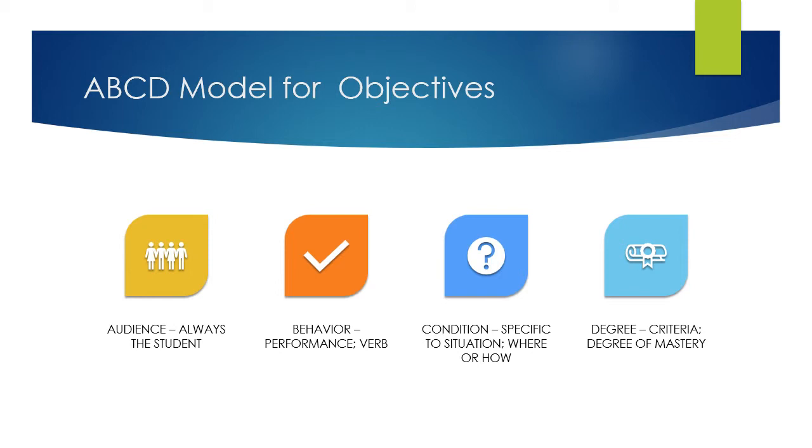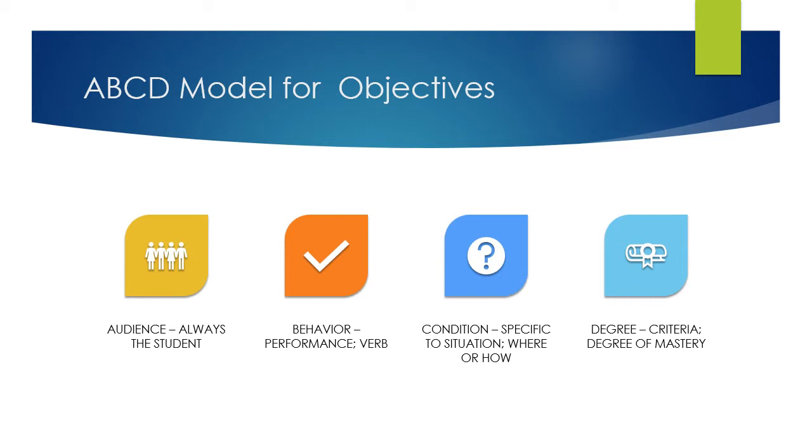The ABCD model is one way to remember everything that you have to include in an objective in order to better inform your students. The A stands for audience, and this is always the student. That's usually assumed, and that's why the previous examples that I had did not specifically state student, because they're directed towards the learners. B is behavior, that's our performance verb.